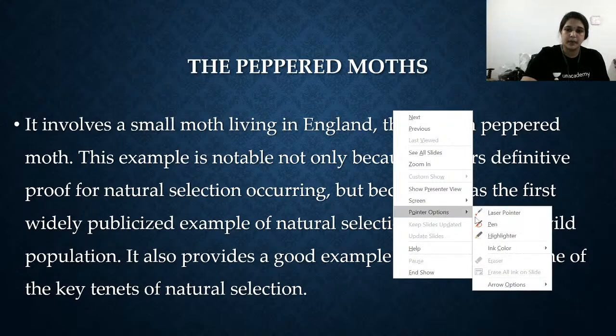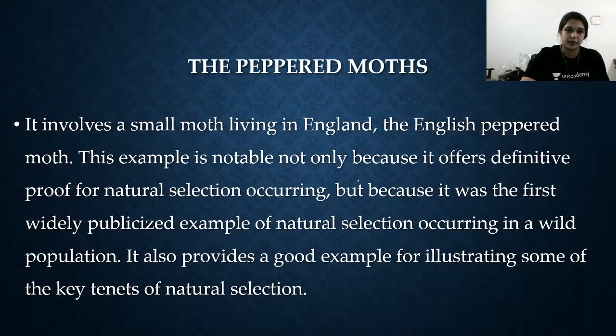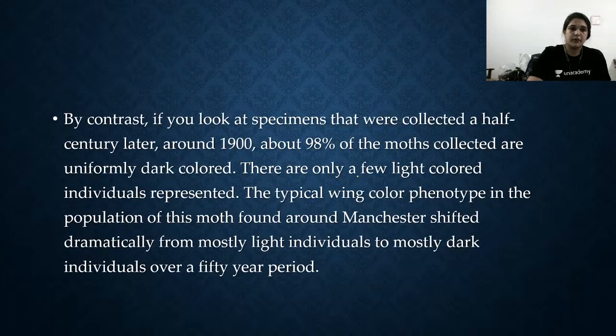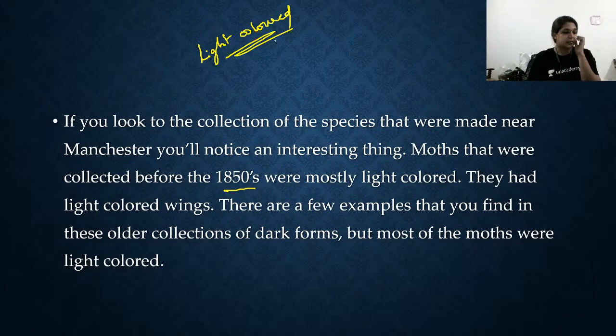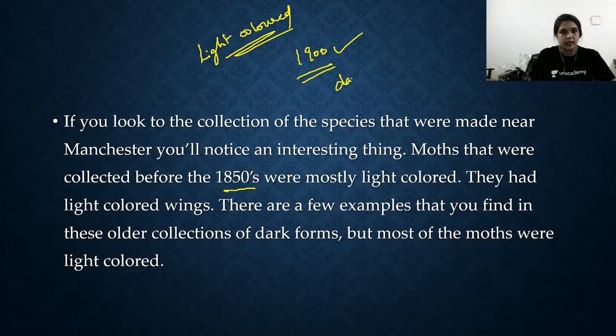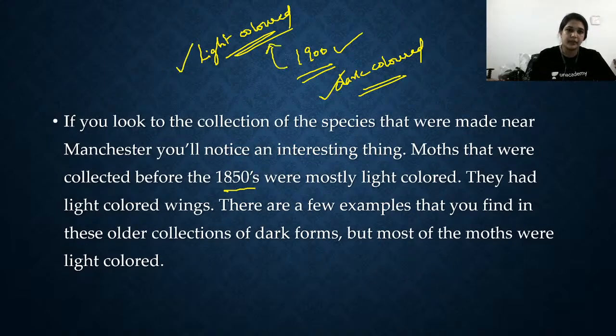So what happened with these peppered moths was, before 1900, before 1850s, the moths were light colored. Okay, they were not brightly colored, they were light colored. But later in the 1900s, if you see in the same museum, the moths were dark colored. So before 1900s, early in 1850s, they were light colored. Later in 1900s, they were dark colored.